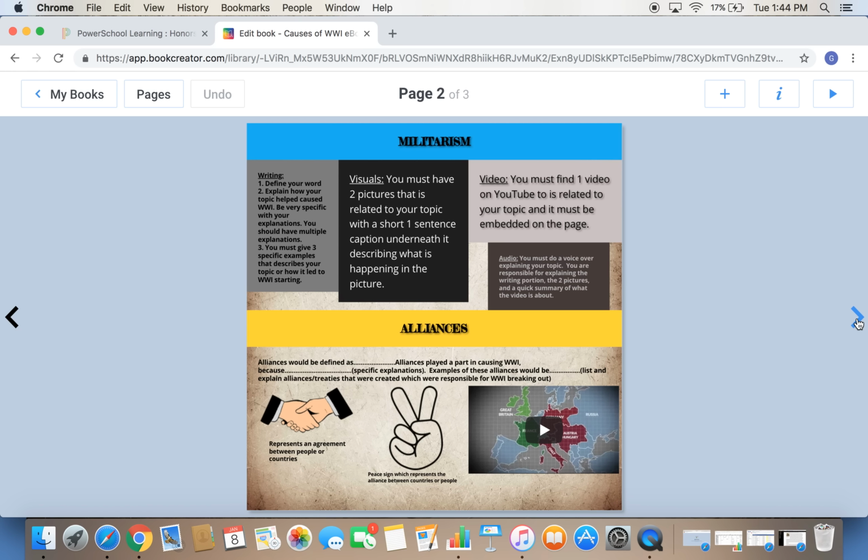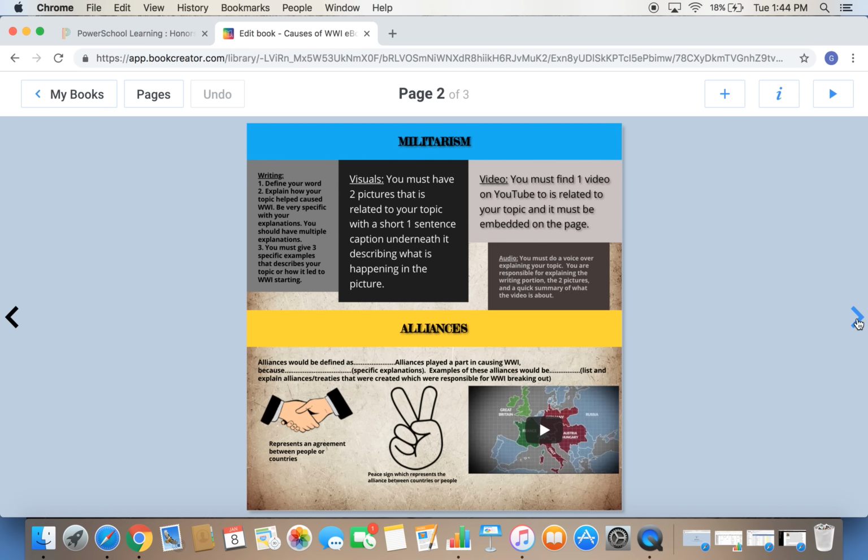You need to have at the top somewhere, and it needs to stand out, your topic. For example, militarism. From there, you also need to have your information that you researched about your topic. So the writing portion, you need to define your word. You need to explain what your word means. Give me a definition. Give me a good description of your word.